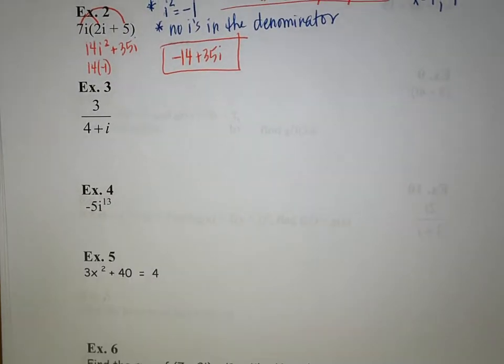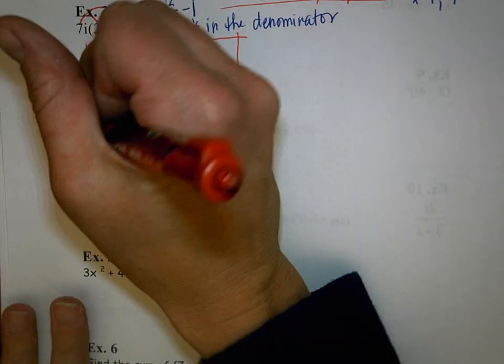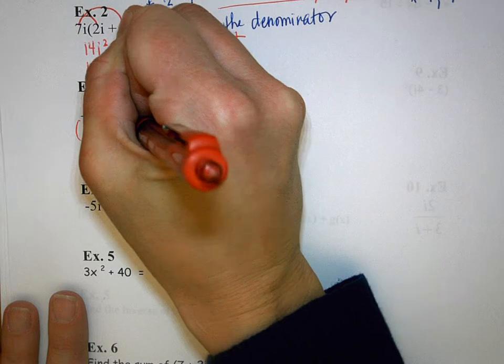We can't have an i in the denominator. Who remembers what we do to get rid of the i in the denominator? Conjugate. Good job. Good math words. Okay, and what is the conjugate on this problem? You guys are amazing. 4 minus i is correct.